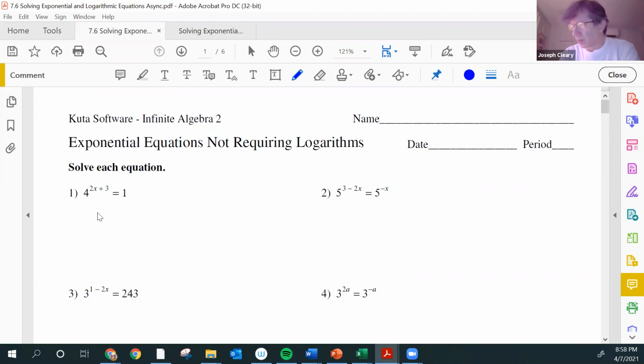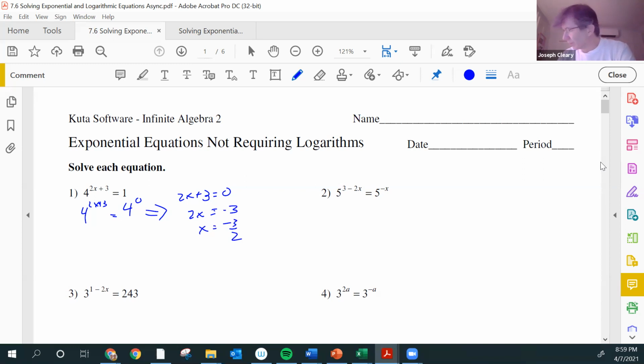And so I've got to figure out how I can get these to have the same base. And I know I can rewrite 1 as 4 to the 0 power. And now they both have the same bases. So I can rewrite this as 2x plus 3 equals 0, 2x equals -3, and x equals -3/2. So that would be one example of how to do it.